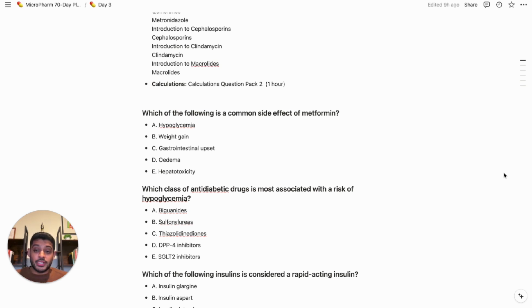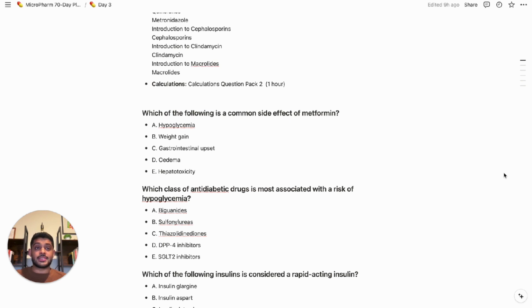So the first question is, which of the following is a side effect of metformin? Is it A, hypoglycemia? Is it B, weight gain? C, gastrointestinal upset? D, edema? Or E, hepatotoxicity?